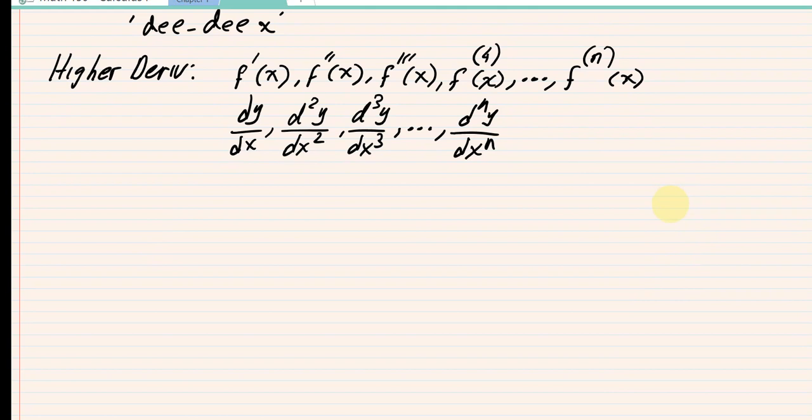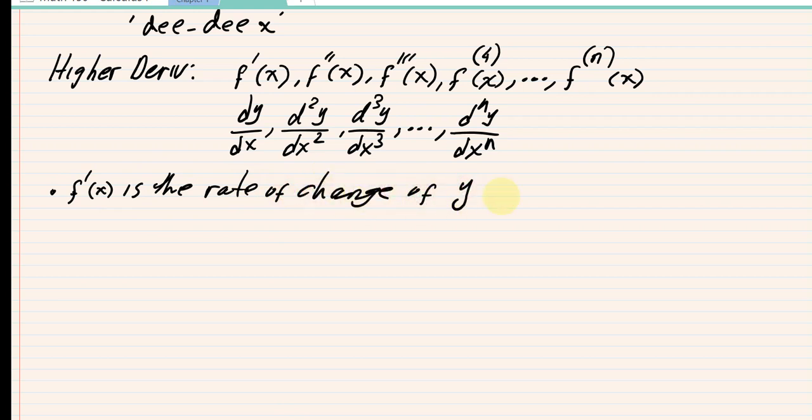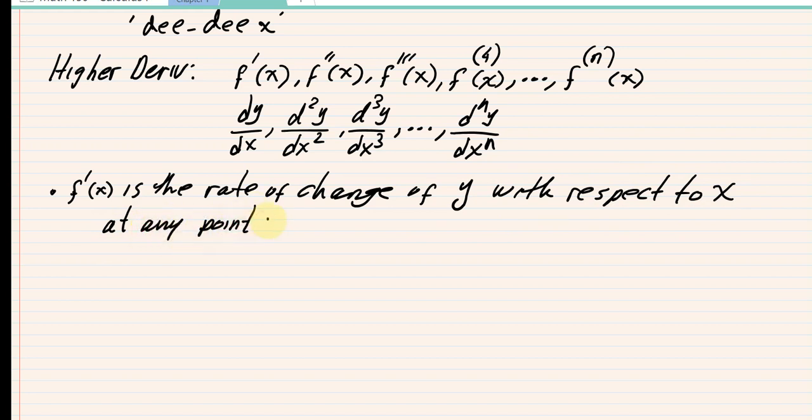And the derivative of the function, it is the rate of change of a function at a point. Okay, so let me write that. f prime, remember that is the slope of a tangent, and the slope means change in y over change in x. So f prime of x is the rate of change of y with respect to x at any point x. Okay, that's what that is. It's a rate of change.